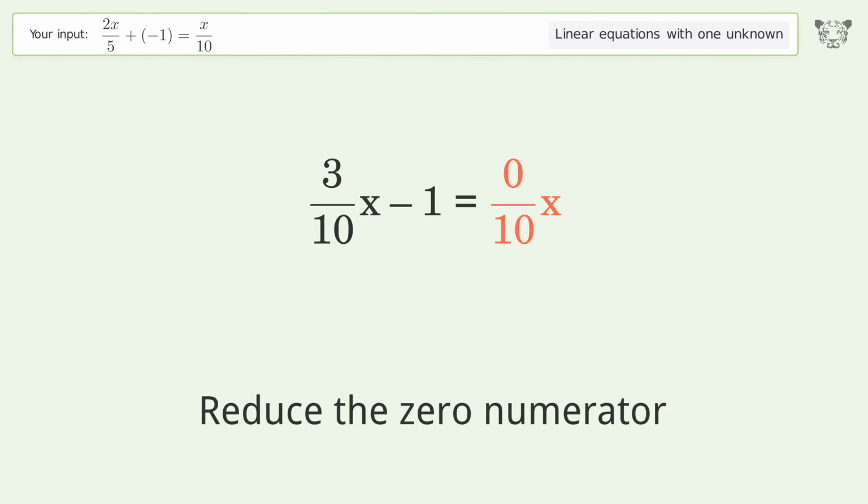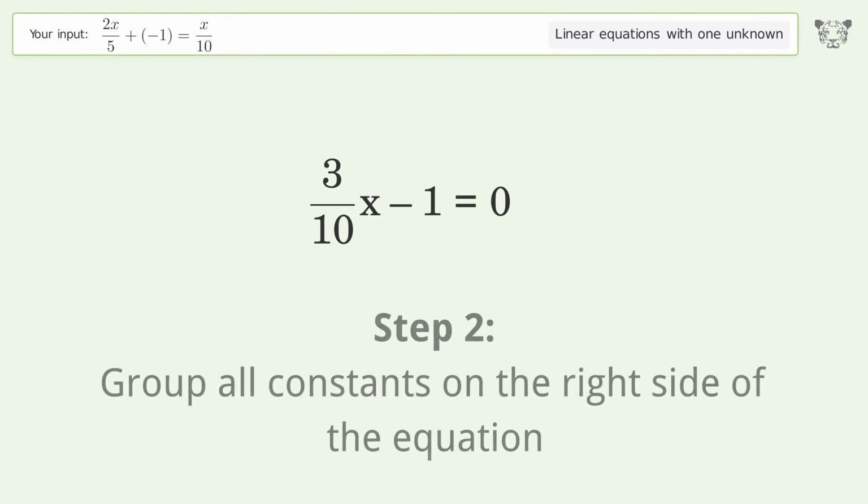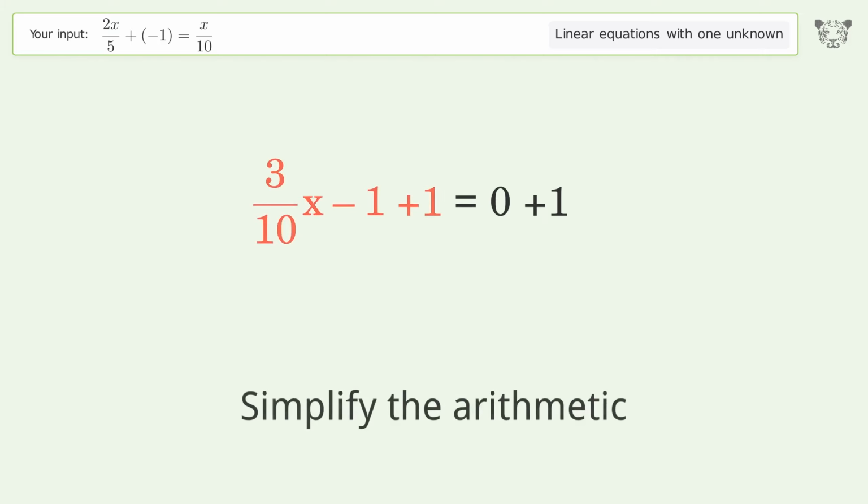Reduce the zero numerator. Simplify the arithmetic. Group all constants on the right side of the equation. Add 1 to both sides. Simplify the arithmetic.